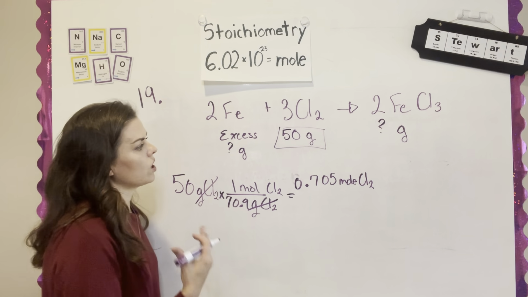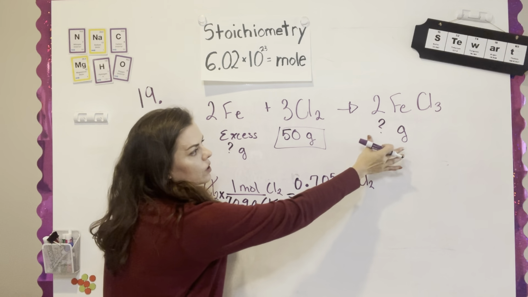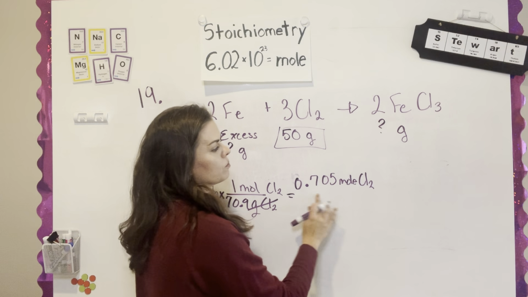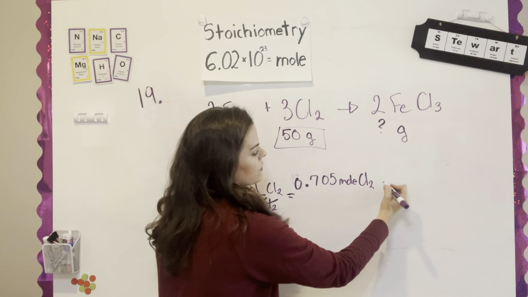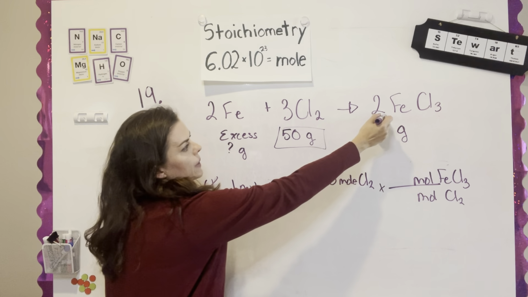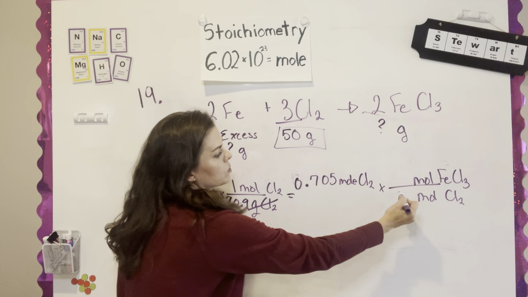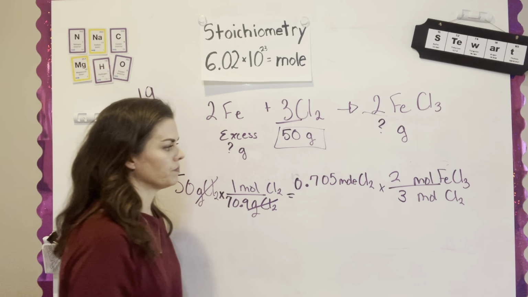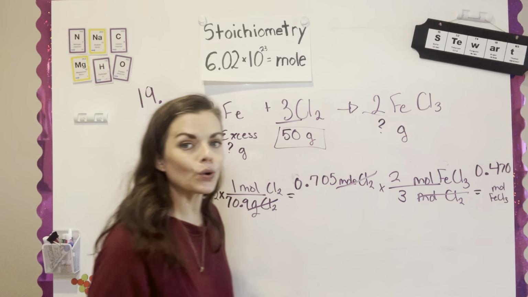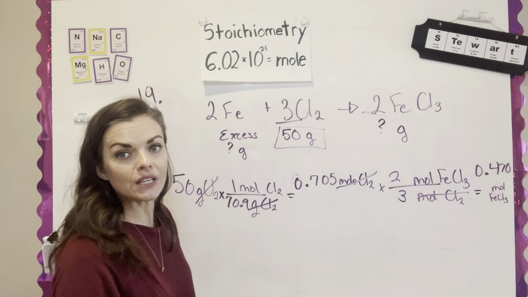Now, don't get lost in what I'm trying to do here. I'm trying to figure out how many grams of iron chloride I'm making. Well, I can go from moles of chlorine to moles of iron chloride. Now, I'm going to get the numbers for this ratio from my balanced chemical equation. So I'm going to put a 3 and a 2. Moles of chlorine cancel out, and you end up with 0.470 moles of FeCl3.